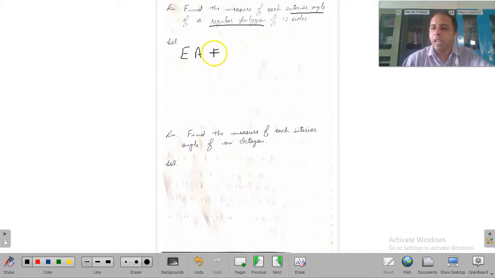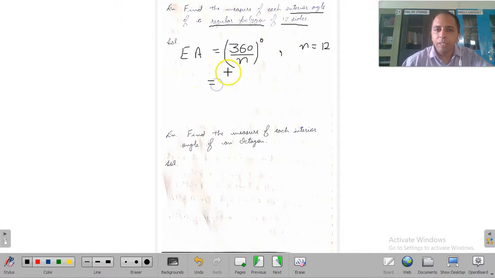Each exterior angle of a polygon is 360 divided by n degrees. So what is the value of n here? The value of n here is 12. It has given us 12 sides. So what will be the value of each exterior angle? It will be 360 divided by 12. How much is it? It is 30 degrees. So each exterior angle is equal to 30 degrees.